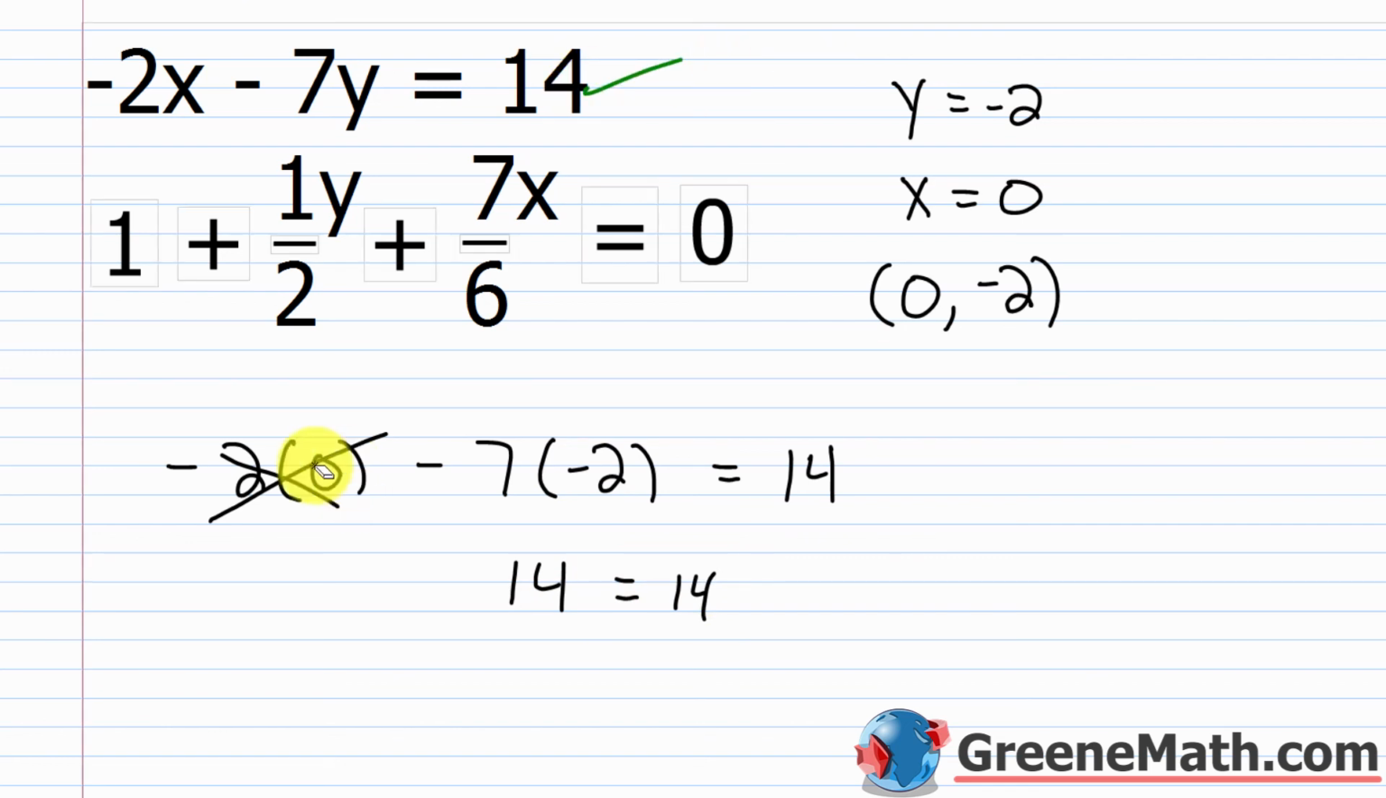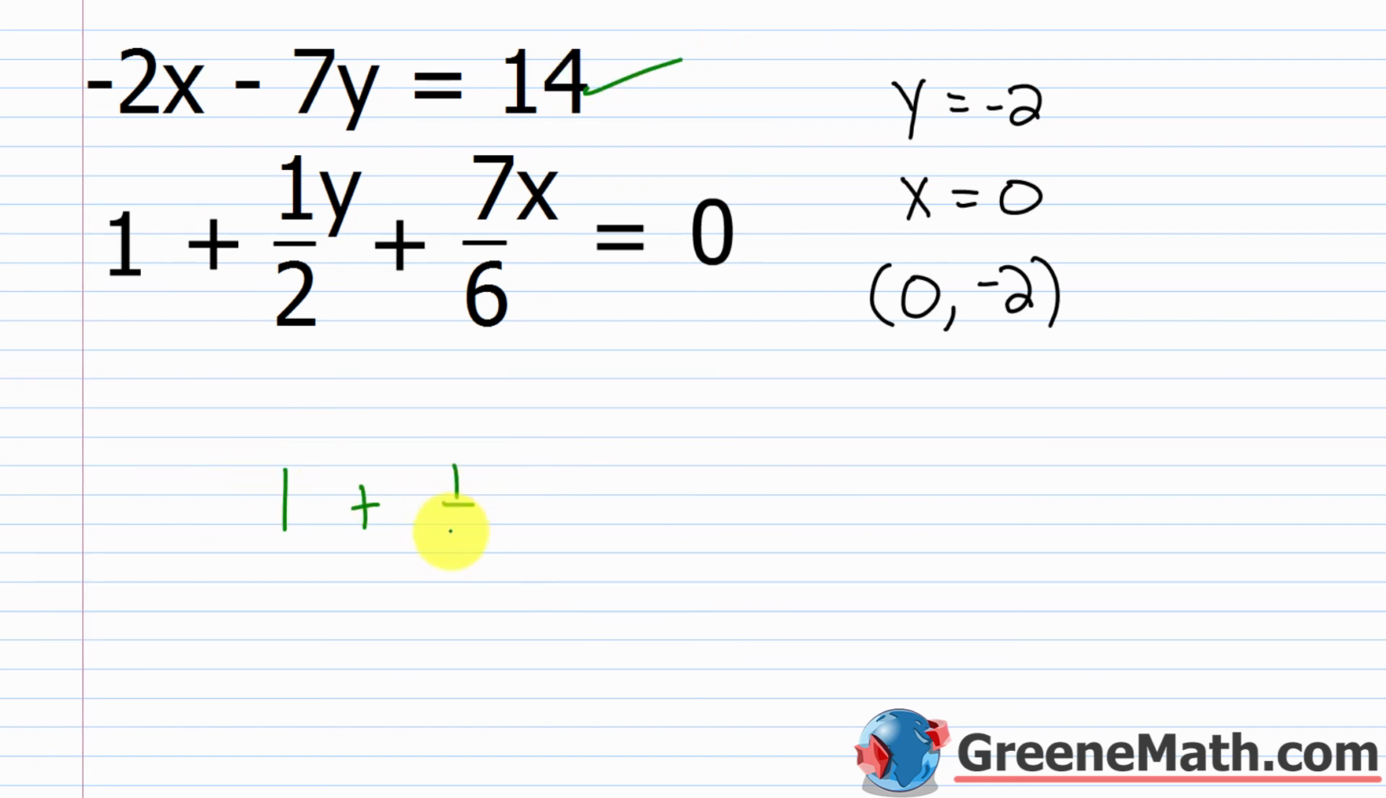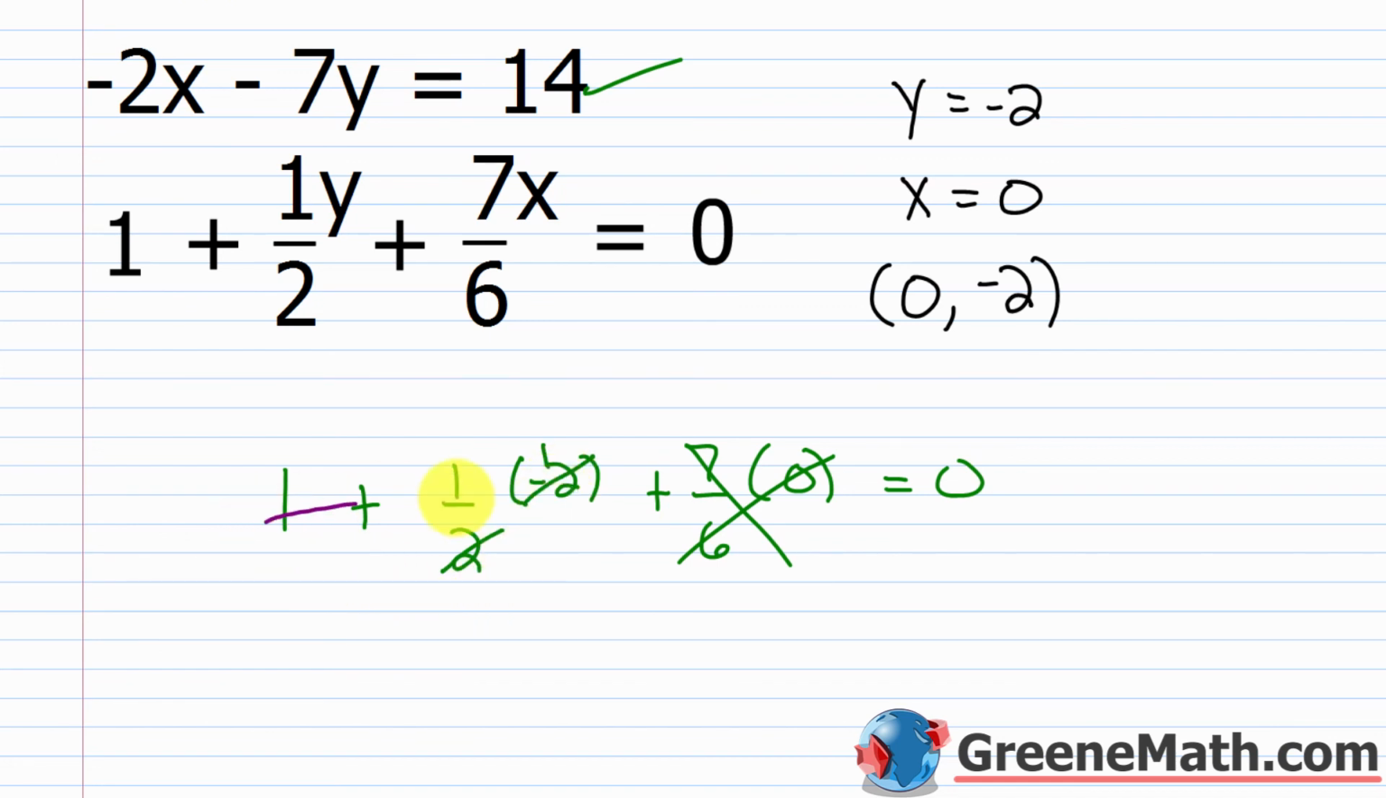In the second one, I have 1 plus 1/2 times -2 plus 7/6 times 0 equals 0. We know this is going to go away because 0 times anything is just 0. And I know this is going to cancel with this and become -1. So essentially what I'm going to have is 1 plus -1, which is 0. So I get 0 equals 0. So it checks out here as well. So (0, -2), that ordered pair is a solution for the system.